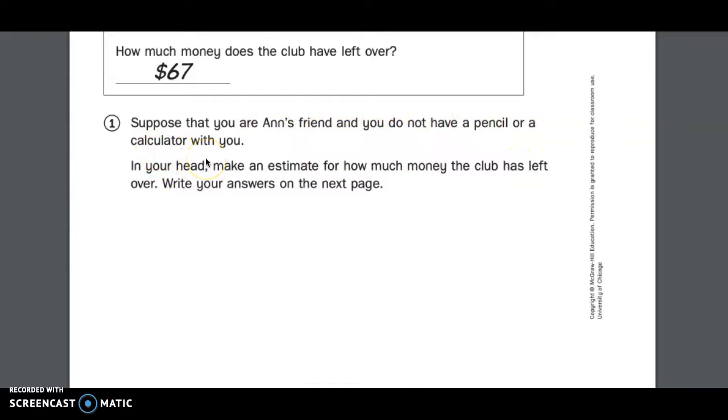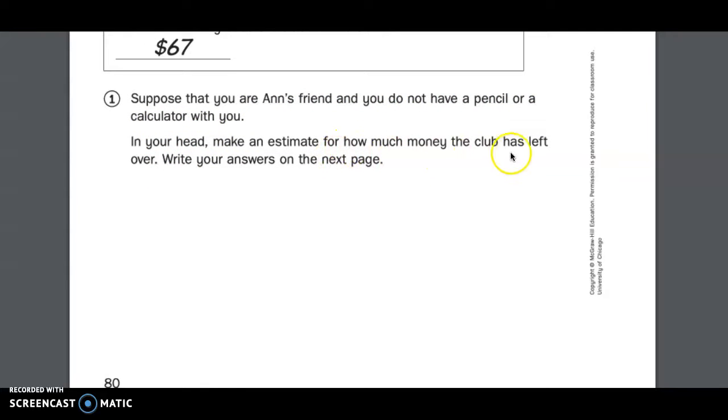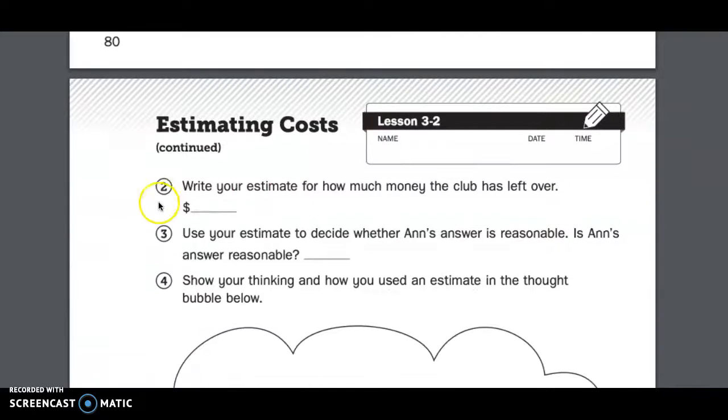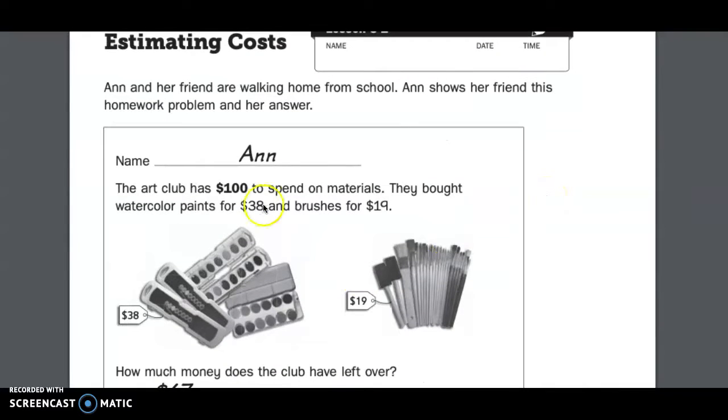a calculator with you. In your head, make an estimate for how much money the club has left over. Write your answer on the next page. So write your answer for the estimate for how much money the club has left over. That means you need to round 38. And let's say we have a ones place and a tens place. So you're going to round to the tens.